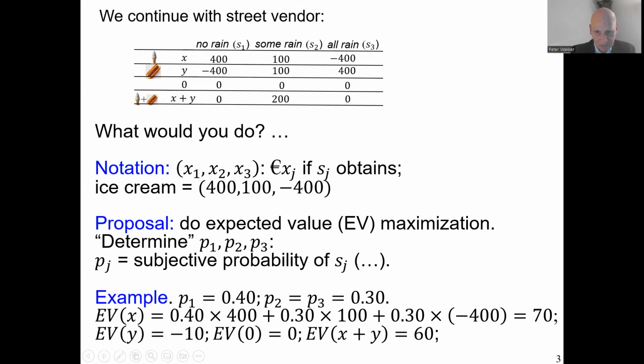The expected value of X plus Y is 60. Maybe you also know the expected value of the sum is the sum of the expected values, and it must be 70 plus minus 10, so 60. But anyway, 60 it is. From these calculations, you see that ice cream X has the highest expected value. So that is what you choose.